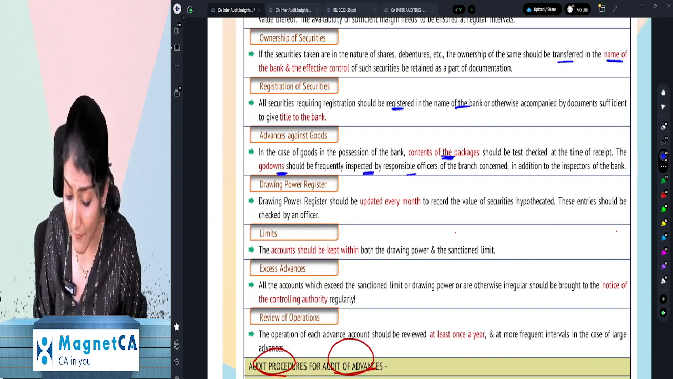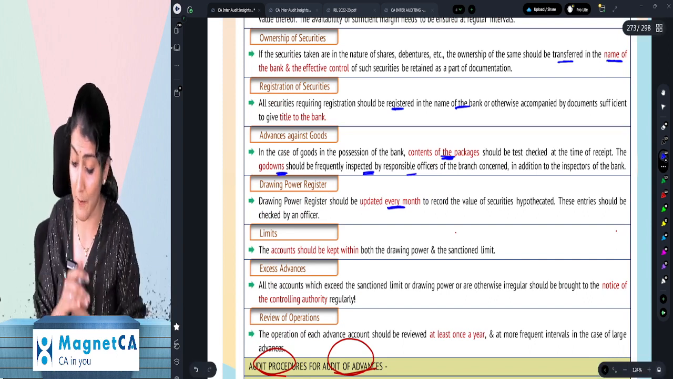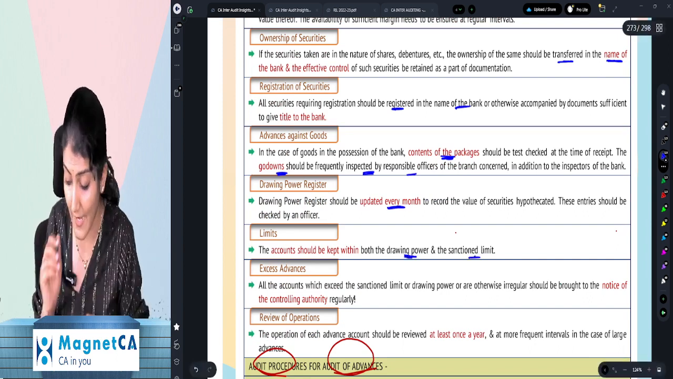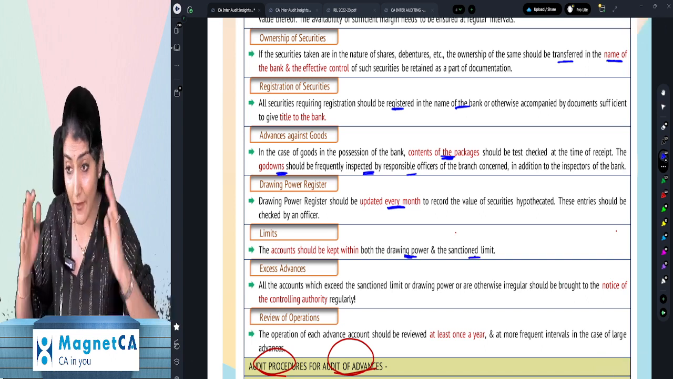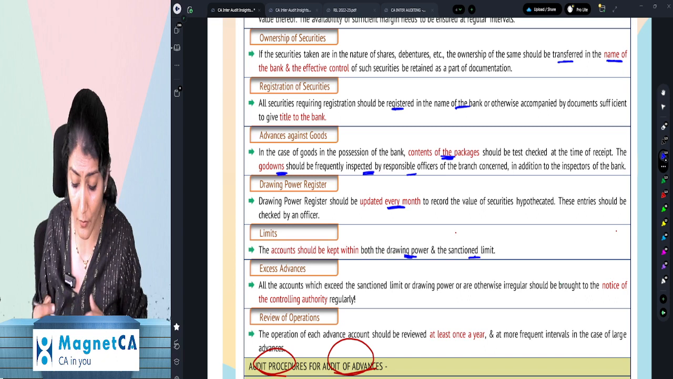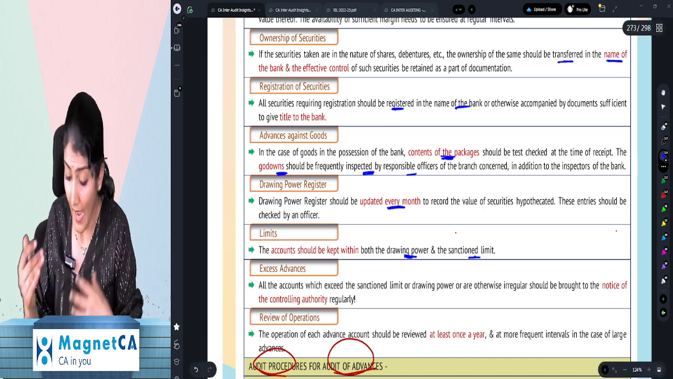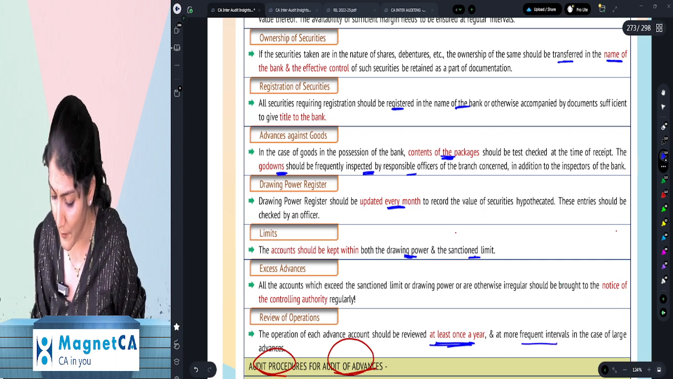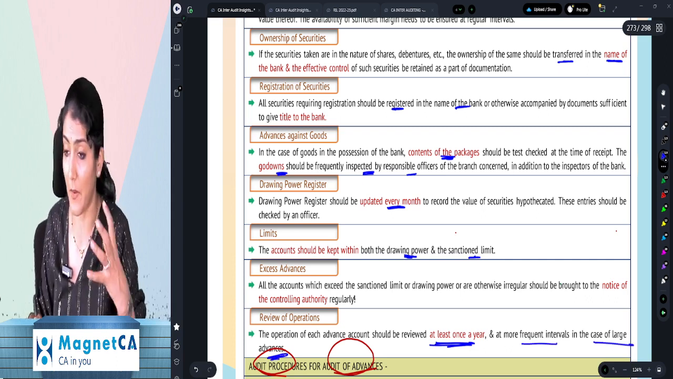Right? Then the drawing power register has to be updated every month. Then the account has to be kept both within drawing power and the sanction limit. If any limits have been exceeded, it says it should be brought to the notice of the controlling authority regularly. And the review of the account should be done at least once in a year, and at more frequent intervals in case of large advances.